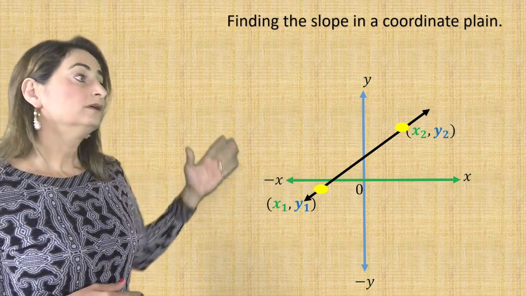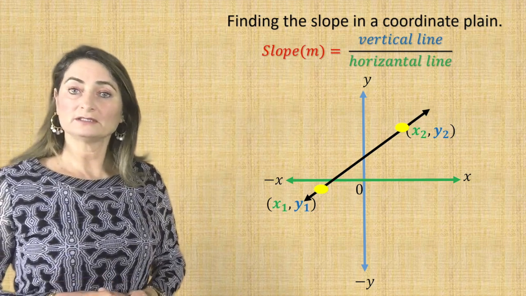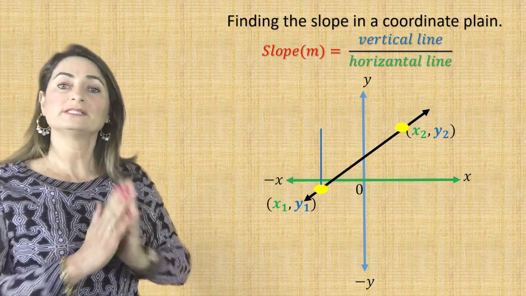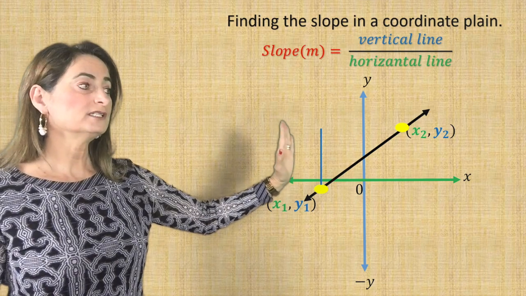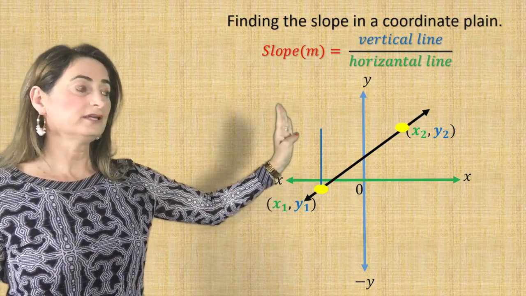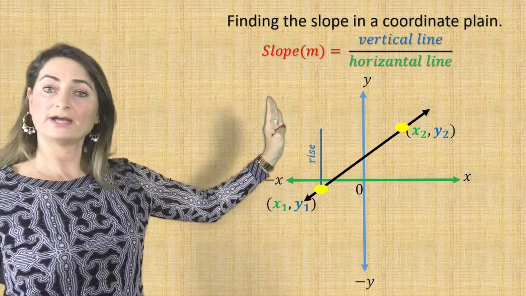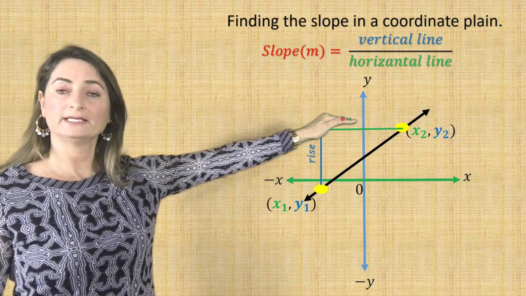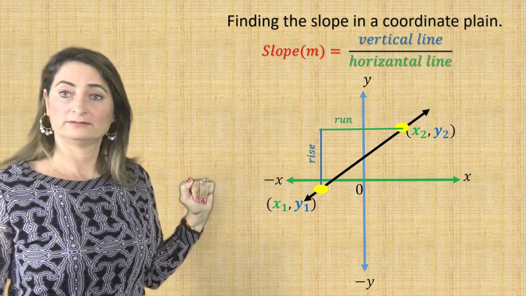So now we said the slope is the vertical line divided by the horizontal line. So I want you to draw a line to connect the first dot with the second one. Draw a vertical line first from the first yellow dot, but stop right there, and that would be the rise. And then from this point, run to the second yellow dot, and that would be the run.